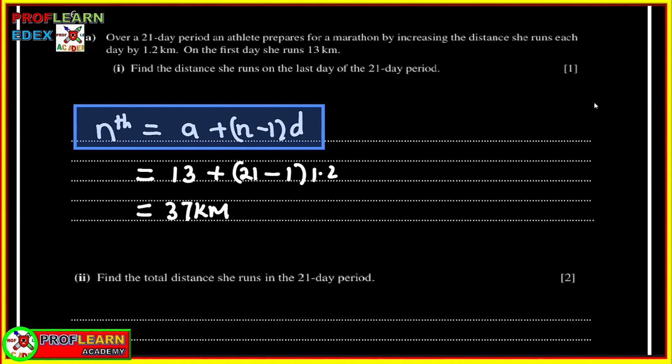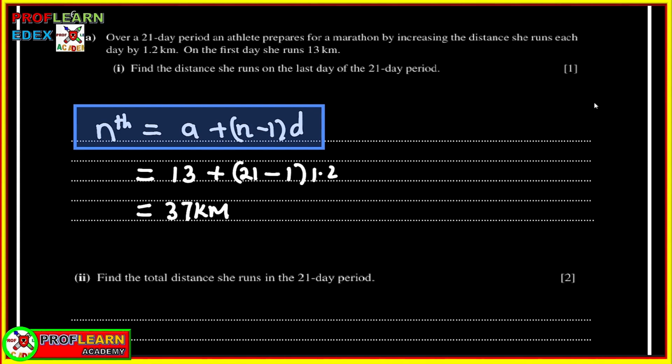So this means that you must know how to use the arithmetic series formulas, that is the nth term and also the sum of n terms, as we're going to see also how to find the sum to infinity for a geometric progression.